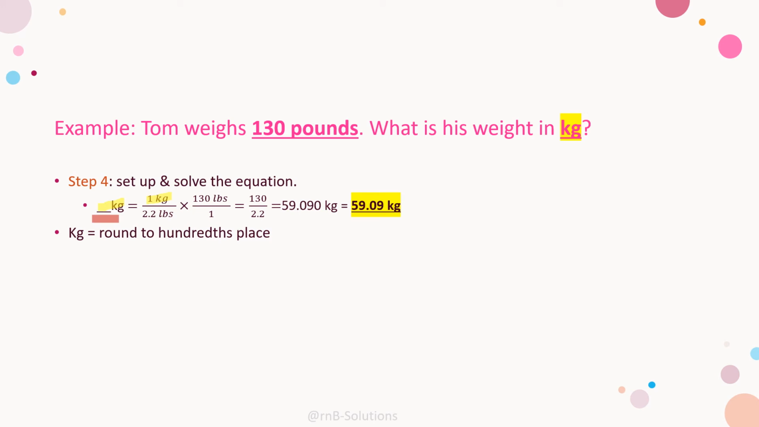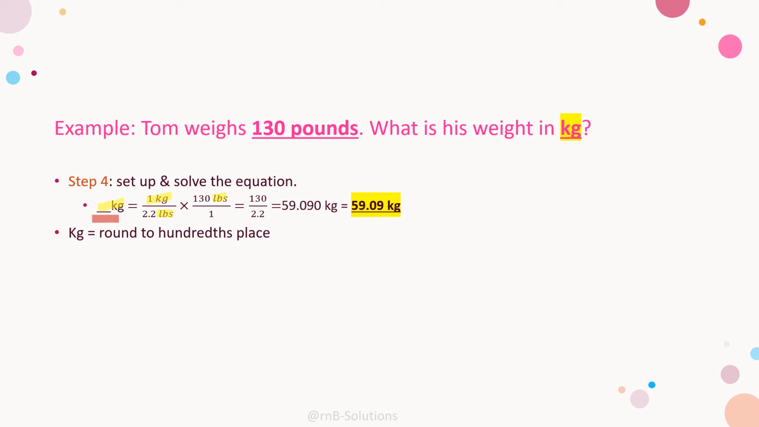And then you plug in your next value. It was 130 pounds. So Tom weighs 130 pounds. So the pounds go up here because it has to be across from what is at the first value. And then you put it over 1 so it won't just be empty there. You could get confused. And then you multiply right across. 1 times 130 is 130. 2.2 times 1 is 2.2. And then you plug it into your calculator and you get the answer.